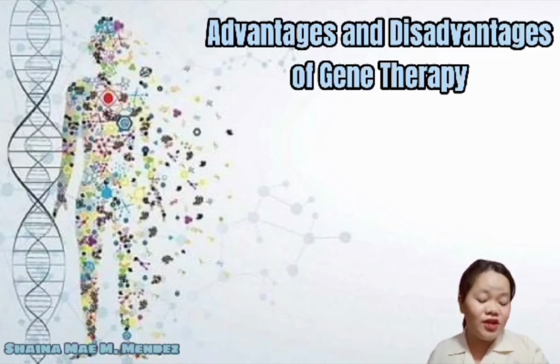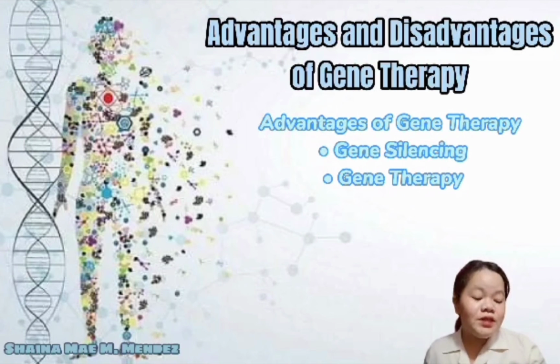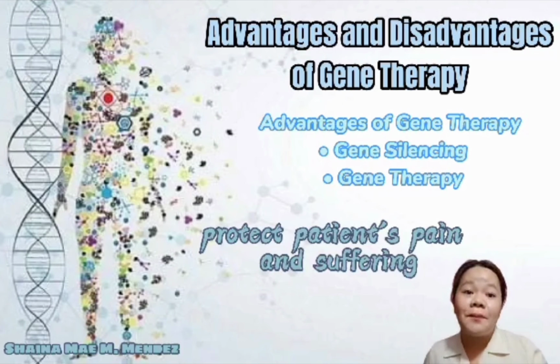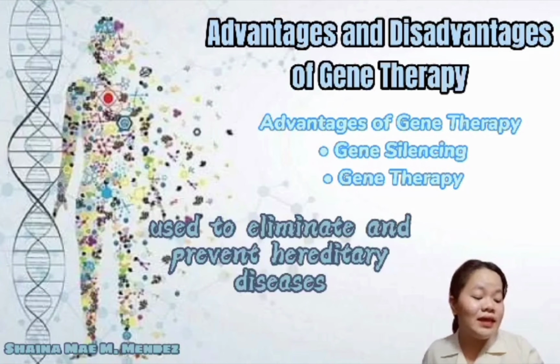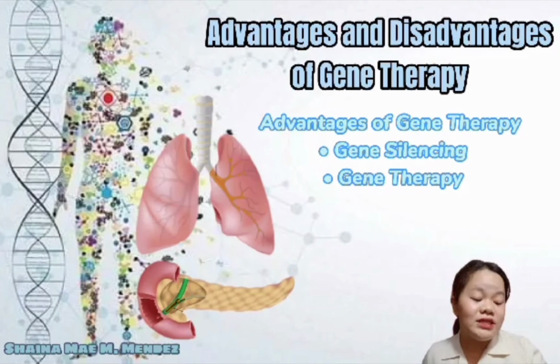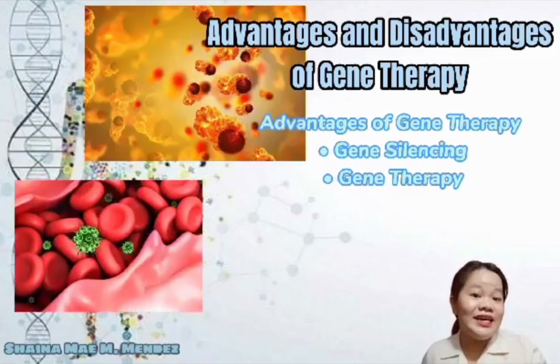We're going to tackle now the advantages and disadvantages of gene therapy. So what are the advantages of using gene therapy? Gene silencing. In the case of an HIV-infected person, gene therapy and gene silencing can protect the patient from pain and suffering before the disease progresses. Gene therapy is potentially used to eliminate and prevent hereditary diseases such as cystic fibrosis. It is also a potential way to treat heart disease, AIDS, and cancer.